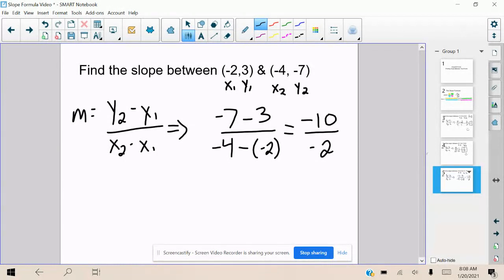Guess what? We can simplify this down. First off, our negatives are going to cancel out because a negative divided by a negative is a positive. 10 divided by 2 is 5. So we end up with the slope of +5.